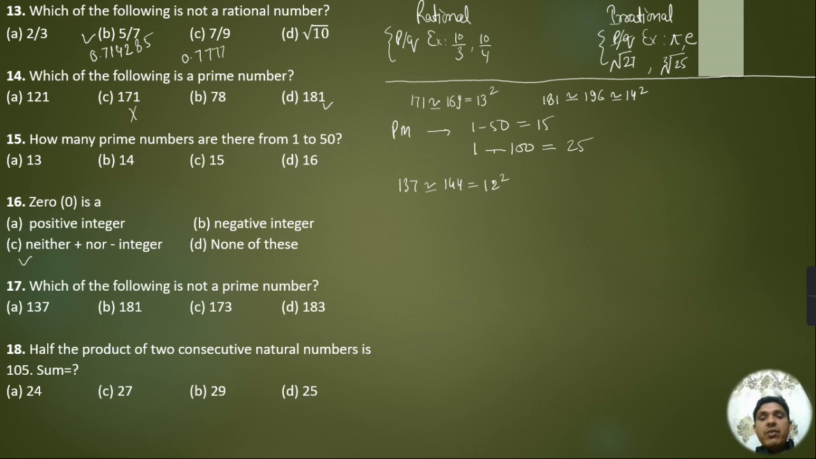So 181, if we check 181, the nearest square is 196, the square of 14. If we check, so 3 no, 5 no, 7 no, 11 no, 13. It is divisible by 13 because 13 1 is 13 and 13 7 is 91, right? So again, not a prime number.